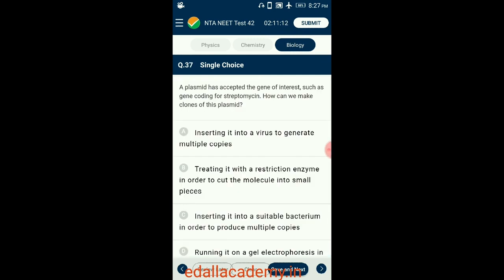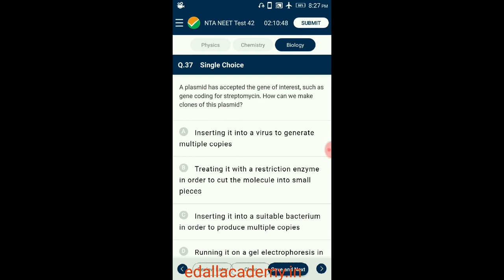That is, a plasmid has accepted the gene of interest such as the gene coding for streptomycin. How can we make clones of this plasmid? Plasmid is an extra chromosomal DNA found in bacteria which can self-replicate. To make multiple copies of plasmid, it should be inserted into a bacterium.